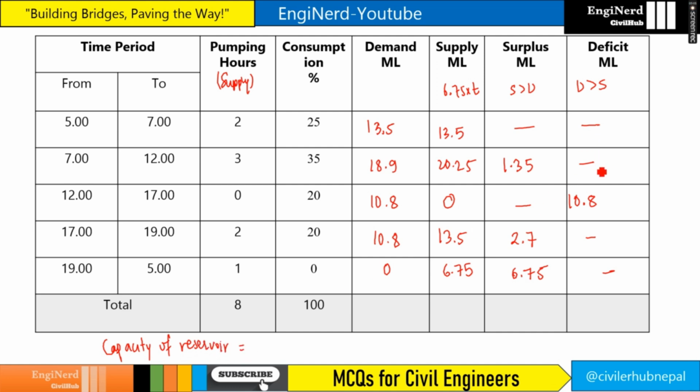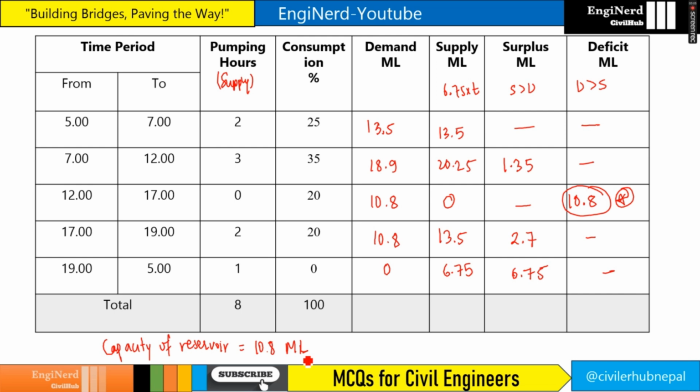Now capacity of reservoir is, how can we get the maximum deficit? We need to find that, right? Since there is no other value in the deficit, this value is the maximum deficit we can get. So our answer will be 10.8 million liter, right? Since we do not have any other deficit, we can say that this 10.8 value is the maximum deficit value we can get, right? So this is the thing.